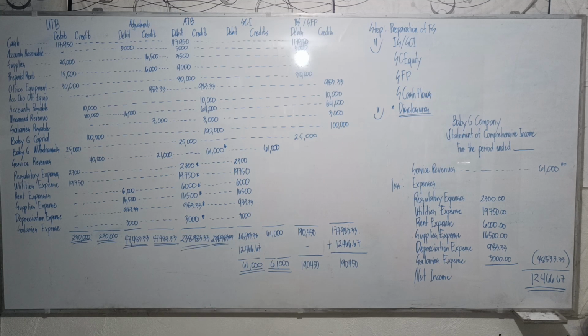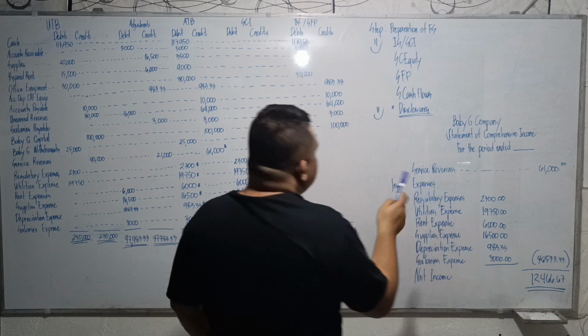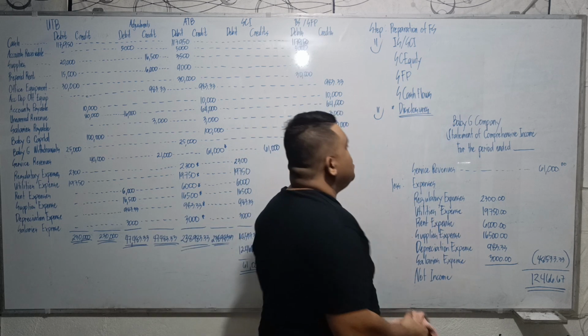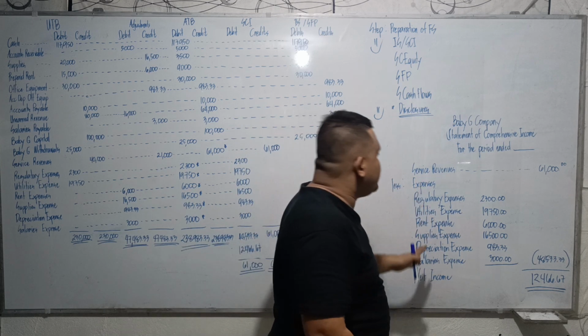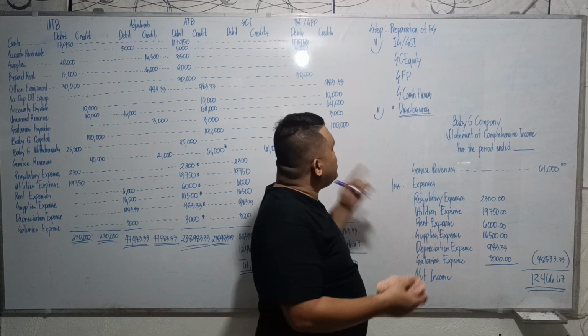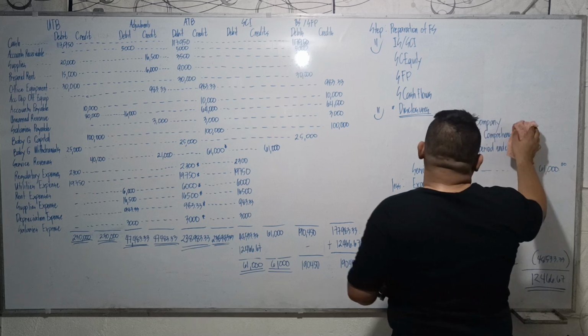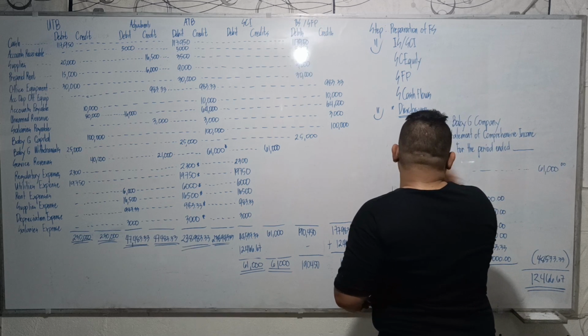So now let's go back. Again, this is the statement of comprehensive income and it is labeled for the period ended. Okay? So next we will have the statement of changes in equity. So let's erase this one.